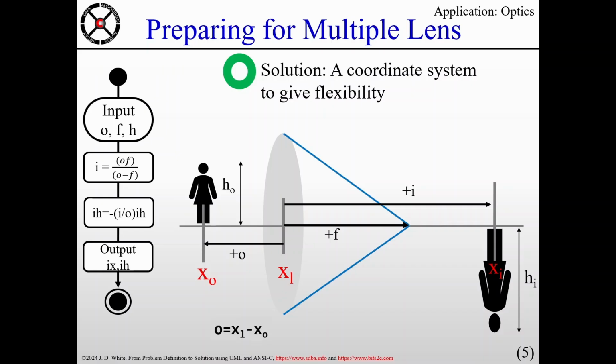So let's go now to the object. I can count x1 minus xo, and the image is going to be the position of the lens plus I that I get from this equation. And that will give me the actual position coordinate of my image position. And IH is the same, it's I over O.